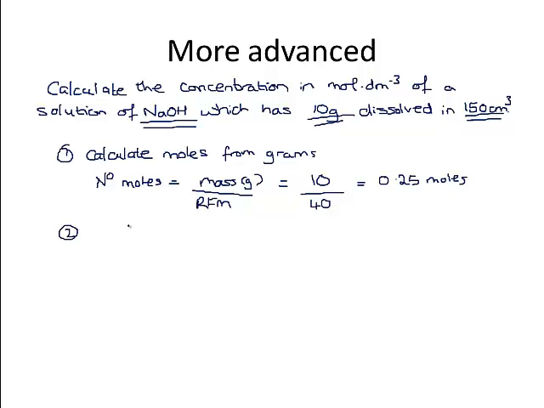Now we have moles, we can calculate concentration. So we take our 0.25, divide it by the volume it's in, which is 150, and times it by 1,000 to take that to decimetres cubed, and that gives us an answer of 1.67 moles per dm cubed.